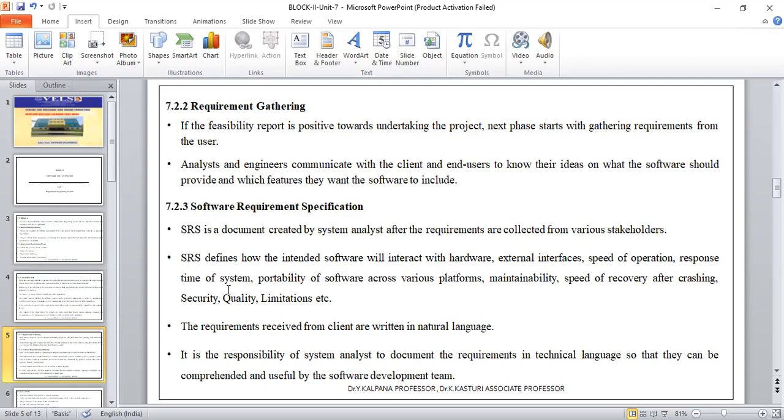The requirements received from the client are written in natural language, whatever communication language, English-like language, when they come from the client side. It is the responsibility of the system analyst to document the requirements in technical language. After getting the requirements from the client side in a common communication language like English, the analyst converts them to technical language so that they can be comprehended and used by the software development team.